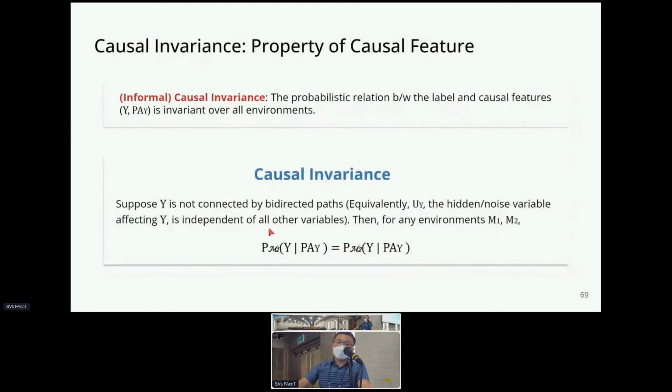Let's be more formal. Under the assumption that Y is not connected by a bidirected path, or there are no hidden confounders between Y and the other variables, for any environments M1 and M2, for all probabilities induced by the environments, the relation between Y and the causal features is the same. This is called causal invariance.